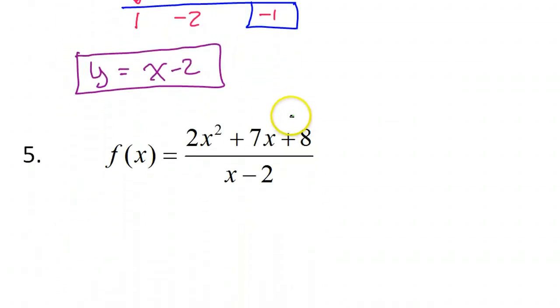Okay, let's do one more. And maybe we'll take a pic of the graph too, since this is the last one. Let's see a slant asymptote in action.